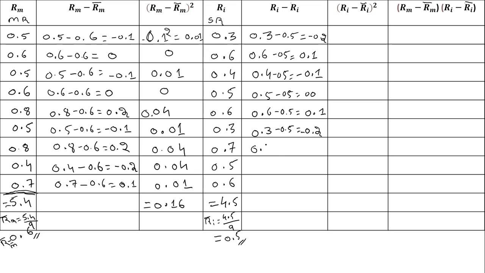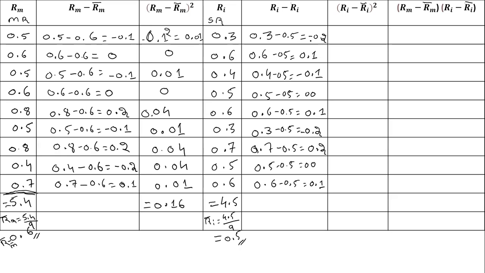Next 0.7 minus 0.5 is equal to, so we'll get plus 0.2. Next 0.5 minus 0.5, so we'll get 0. Next 0.6 minus 0.5, so we'll get 0.1, that is in plus. Okay, so we have calculated Ri minus R bar I.